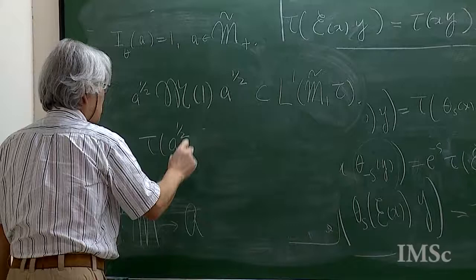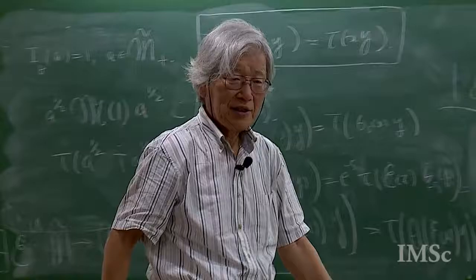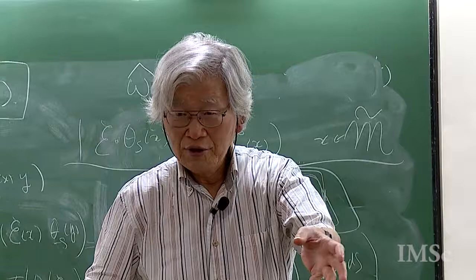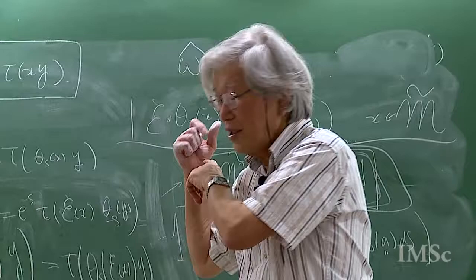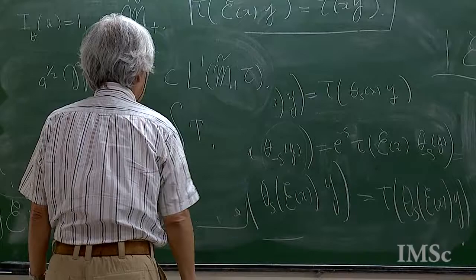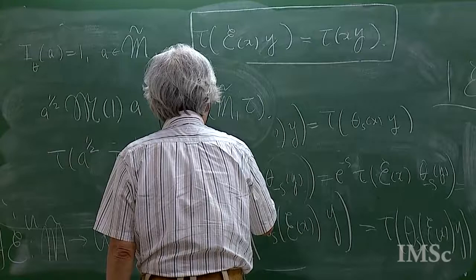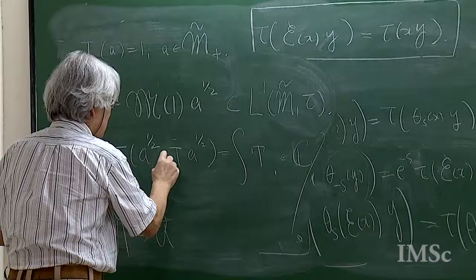And the tau value of the element here, T, is independent of the choice of A. It depends only on T. If T is not positive, what do we do? Just use the polar decomposition of T, and apply what we have done to the absolute value portion. This is independent of A. We write it as T. It's a finite value. And of course, this is an M-bimodule, so you can write X here.